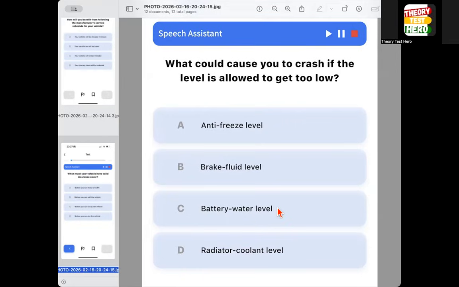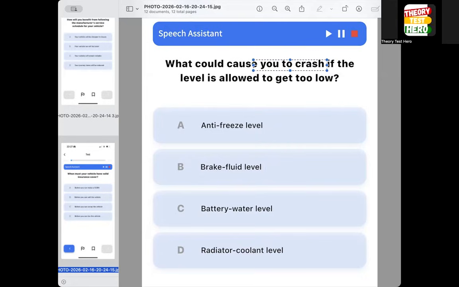Battery water is just liquid inside your battery. If there's not enough in there, it's not going to cause your car to crash because it's just going to affect your battery. Radiator coolant is another liquid that you put inside the radiator in your car. That's going to affect how hot the car is going to get, but it's not going to affect whether you're going to crash or not. But if you let the brake fluid get too low, your brakes are not going to work properly. And your brakes are the things that will stop you from crashing because they help you to stop the car. So therefore, of all the liquids here, only the brake fluid is the one that you have to make sure is at the right level. Otherwise, you can't stop the car, and therefore that could cause you to crash.